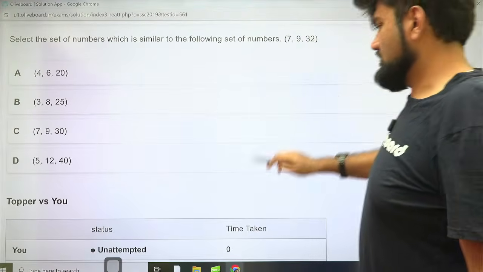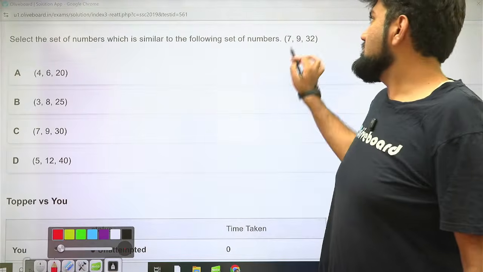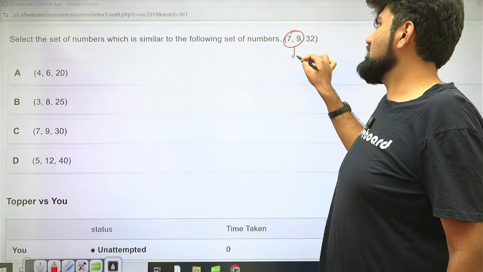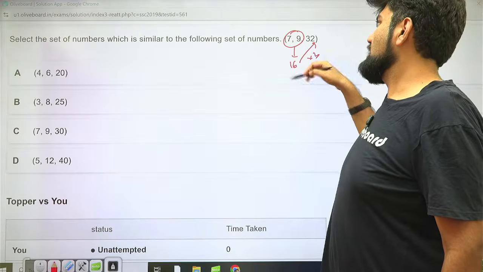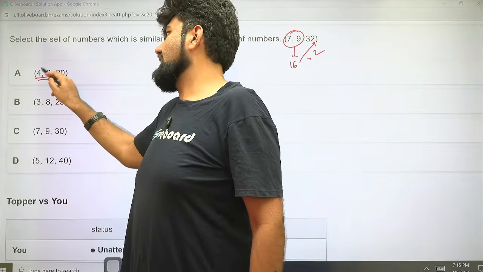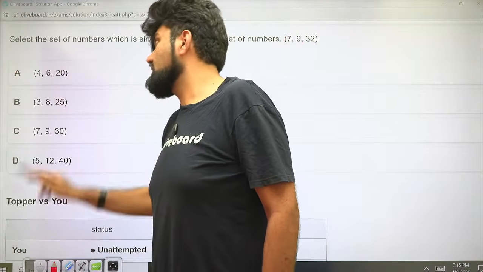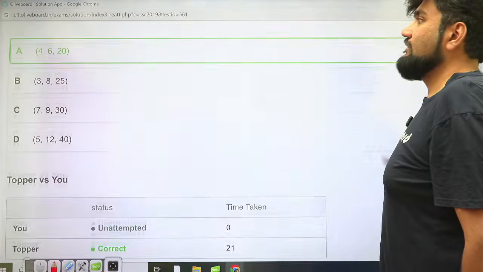Similar to the following numbers. See. Now, this should click to you right away. 7 and 9, if I add smaller numbers, I get 16. And if I multiply by 2, I get 32. 4 plus 6, I get 10. And if I multiply by 2, I get 20. So option A is the correct answer. Nothing else is following the logic. 21 seconds. Good, not bad.